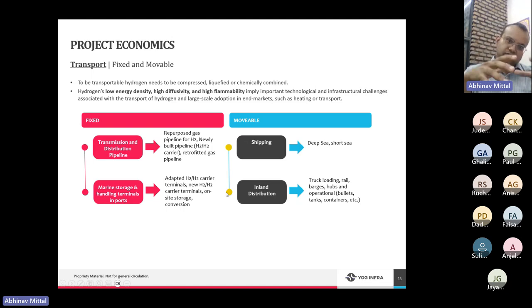So it's not just about modifying the ship, but even when the ship docks at a port, it cannot dock in any other port. So there have to be facilities even at the port terminal to be able to handle hydrogen. So that's why we see some of the renovations or enhancements being done at certain ports around the world so that they can handle green hydrogen. Especially if you go to ports of Australia or Korea or Japan, you would see these things actually happening on the ground to be able to handle green hydrogen.